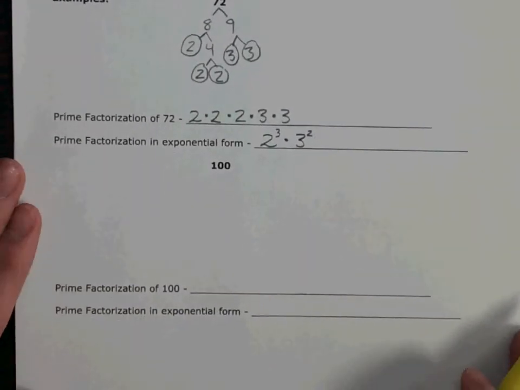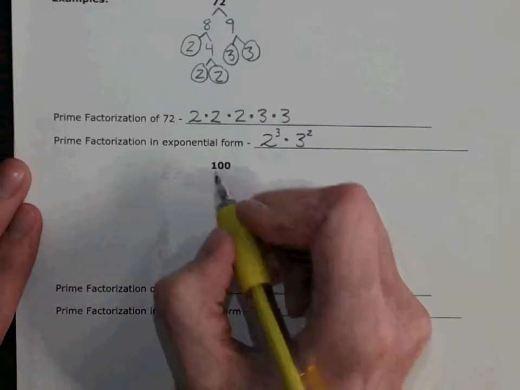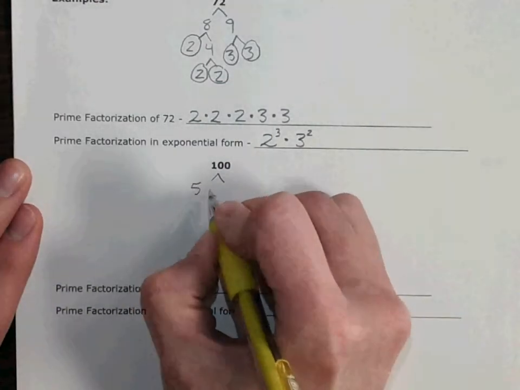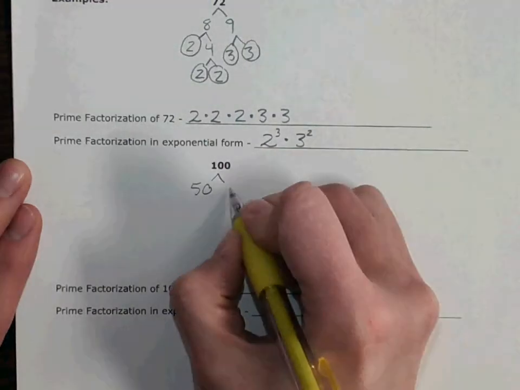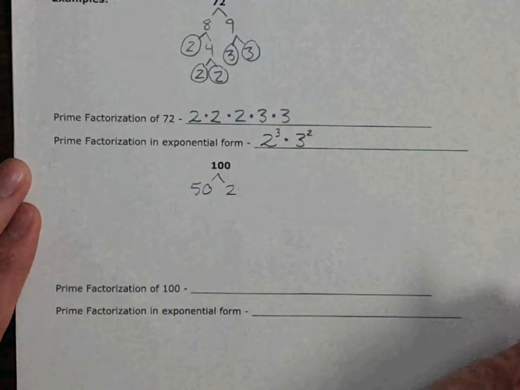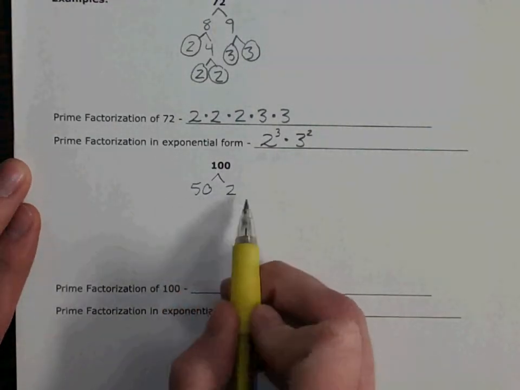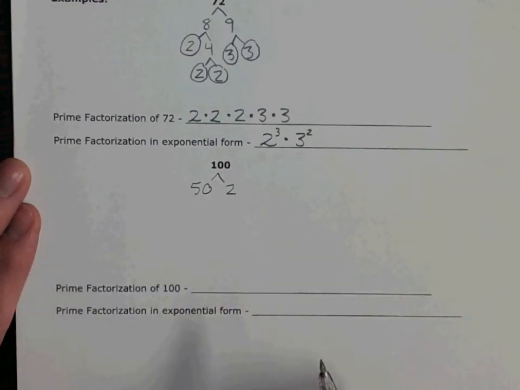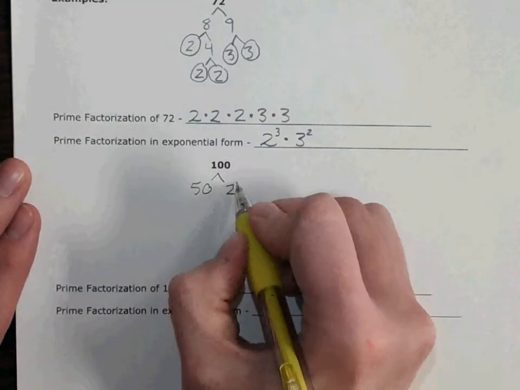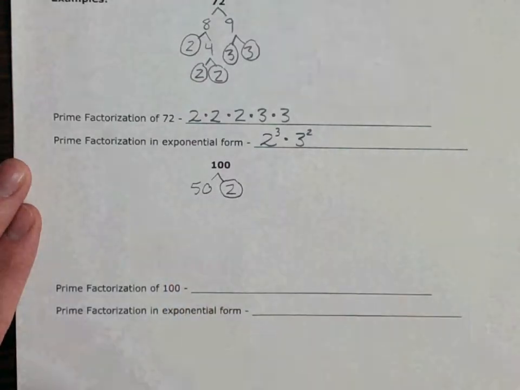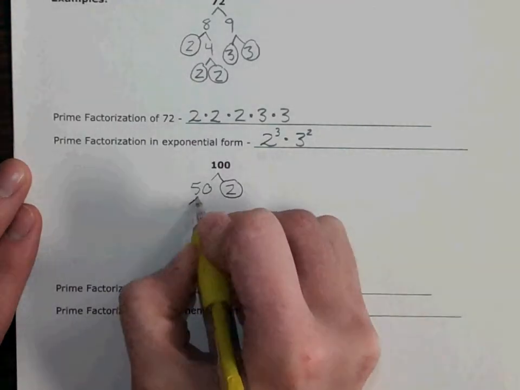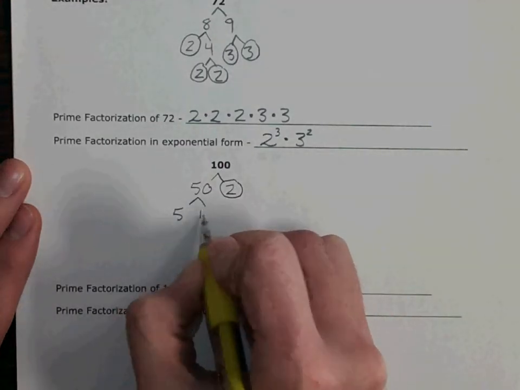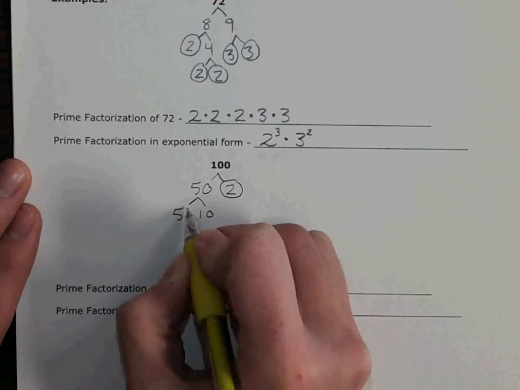So now for 100, we're going to do the same thing. If I pick 50, my other number would have to be 2, because it's things multiplied by each other, not adding. Can't do 50 and 50, because that's a really big number that is not 100. 2 is a prime number, though, so I can circle it, and that branch of my tree is going to stop. Now 50, we could do 5 times 10, and 5 is a prime number.